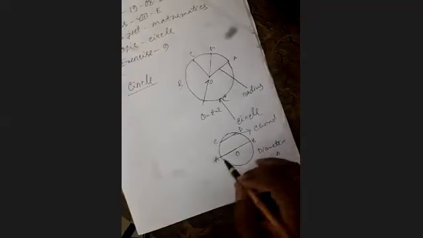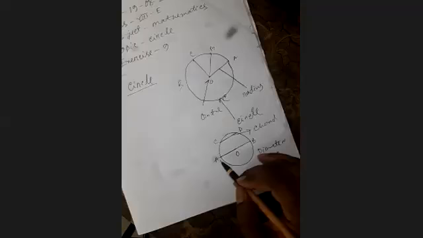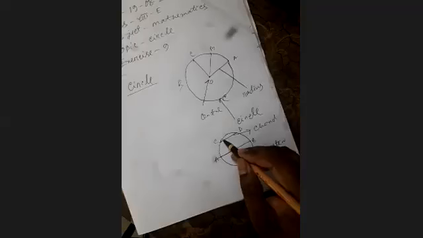Diameter is the largest chord of any circle. AB is the largest chord, and AB is the diameter. CD is not a diameter, but CD is also a chord. You know that AB is the largest chord, and the diameter is the largest chord of any circle.